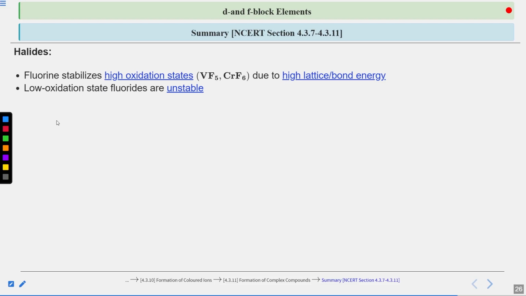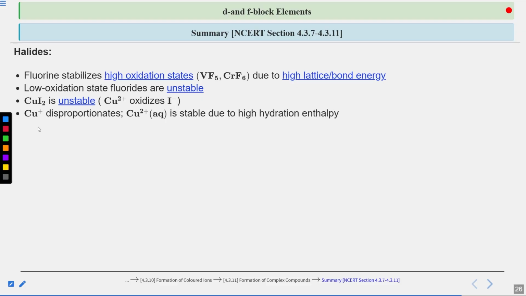We have seen copper diiodide. CuI2 is unstable. It oxidizes the I negative, that is iodide, to iodine molecule. Cu positive disproportionates, and the Cu2+ aqueous ion is stable due to its high hydration enthalpy.